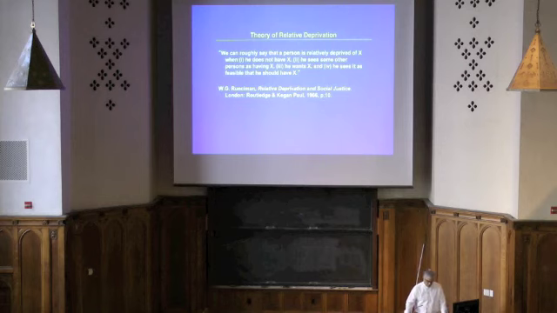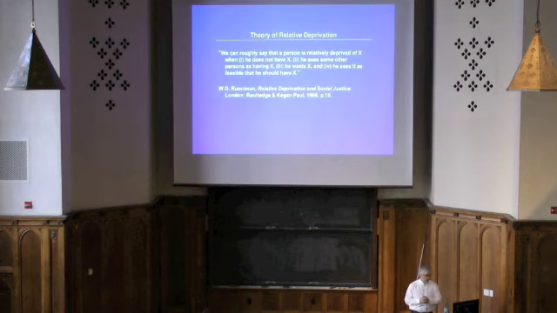And here is a canonical formulation by W.G. Runciman from 1966 of a theory of relative deprivation. He said, we can roughly say that a person is relatively deprived of X when 1, he does not have X, 2, he sees some other persons as having X, 3, he wants X, and 4, he sees it as feasible that he should have X.